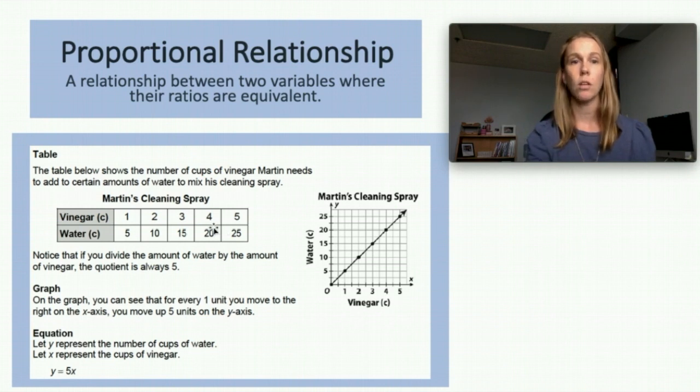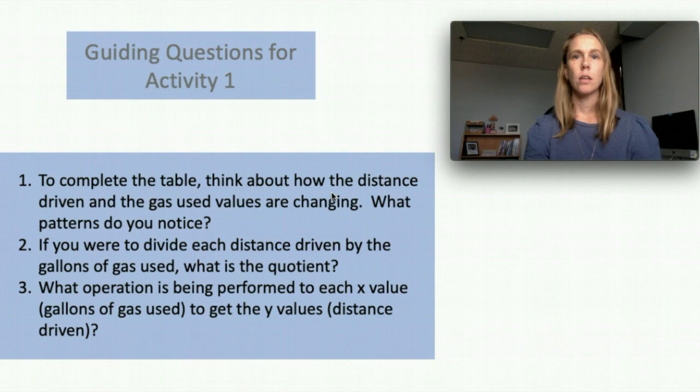In a table, you'll see equivalent ratios. In an equation, you'll typically see a multiplicative relationship, or multiplication. There's no initial value or starting value because the graph always runs through the origin, or 0, 0, and creates a straight line.